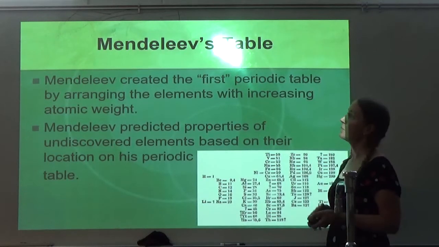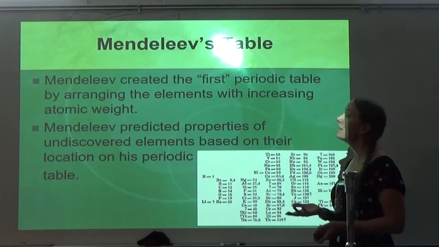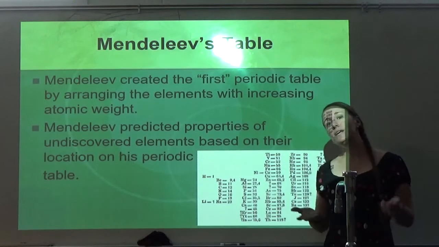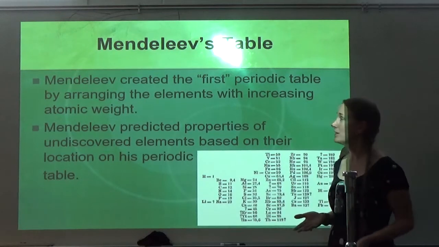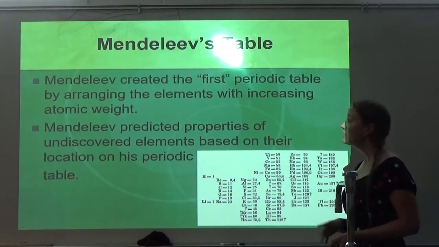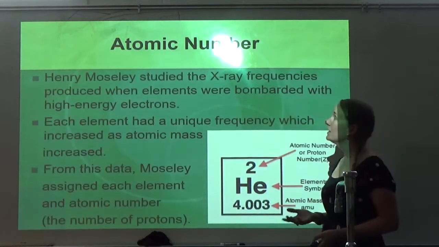So Mendeleev's table. Mendeleev created the first periodic table by arranging elements with increasing atomic weight. So he did not know about atomic number yet, and so they were using mass at that point in time. Mendeleev predicted properties of undiscovered elements based on their location on his periodic table.